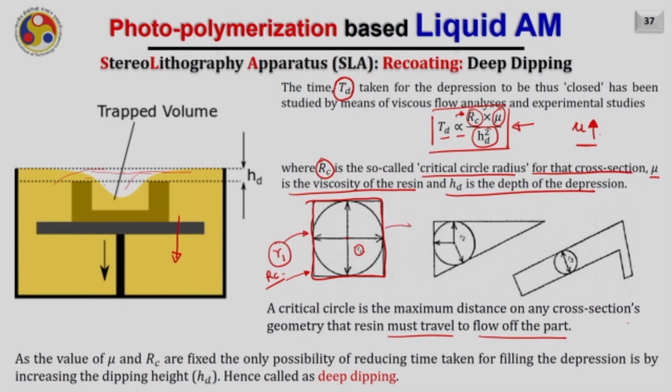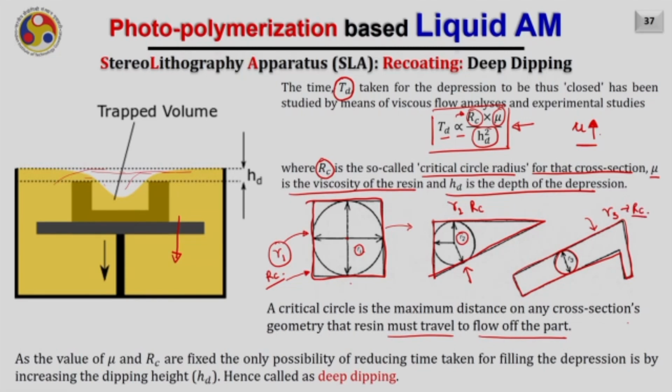Now let me consider another cross section. Here this is the cross section, the triangular one. The maximum radius circle which can be drawn inside this cross section is shown here. Here this R2 is of course the critical radius. And in similar fashion, in this particular cross section, this is the maximum radius I can make, and this is my cross section here. This R3 will be nothing but the RC, the critical radius.